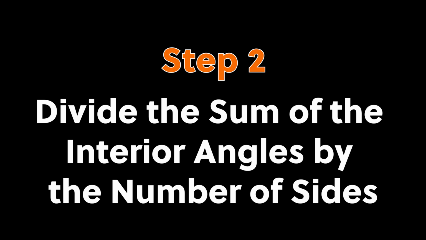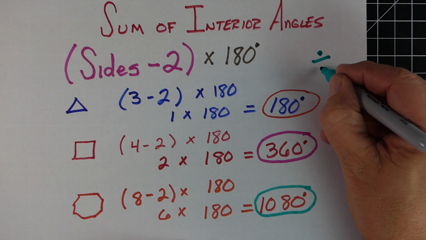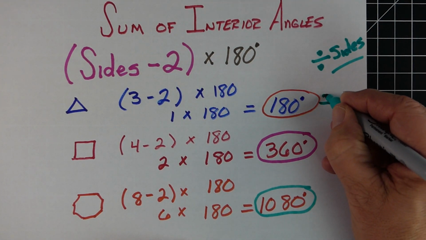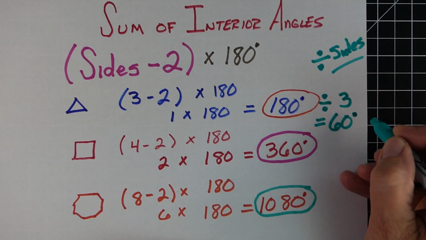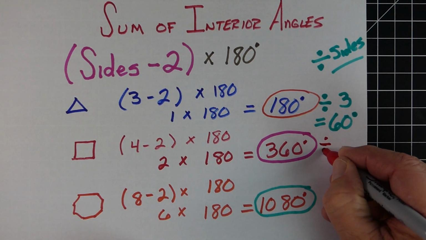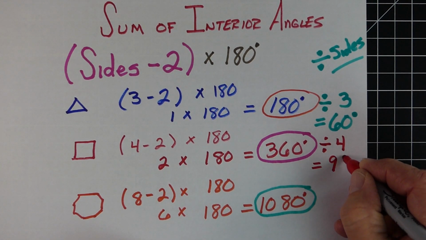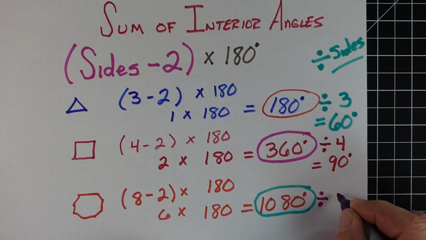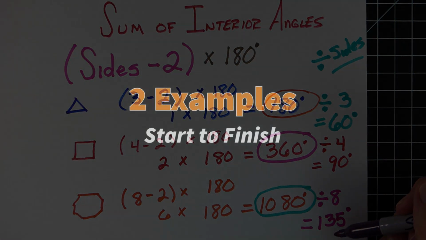So now you get to step 2. Step 2 is we just take the sum of all these angles and we divide it by the number of angles, which by the way is the same as the number of sides. So on the first one, on the triangle, we would take 180 divided by 3 because there's 3 sides and we get 60. For a square, we would take 360 divided by 4 because there's 4 sides or 4 angles and we get 90 degrees. With the octagon, we're going to divide by 8. So we're going to take 1080 divided by 8, and when we do that, we're going to get 135 degrees. So that is the measurement of each angle in that octagon.